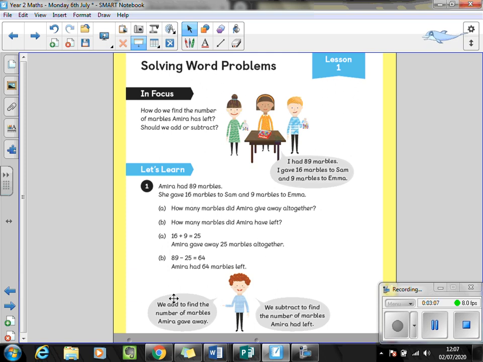Now, the strategy I would have expected you to use with this calculation would be column subtraction, where no renaming is needed. So that should have been a really easy strategy that you could have used to solve this problem. So in conclusion then, we had to add the numbers together to find the number of marbles that Amira gave away to Emma and Sam. And then we had to subtract the number of marbles that she gave away from the number of marbles she had in the first place. Let's look at another strategy.